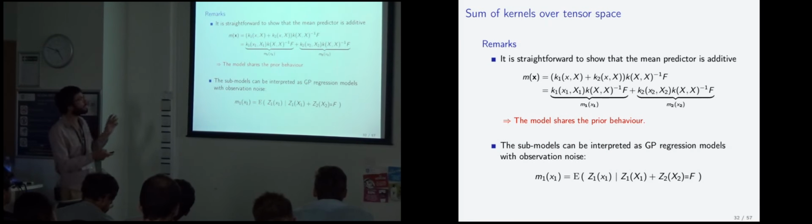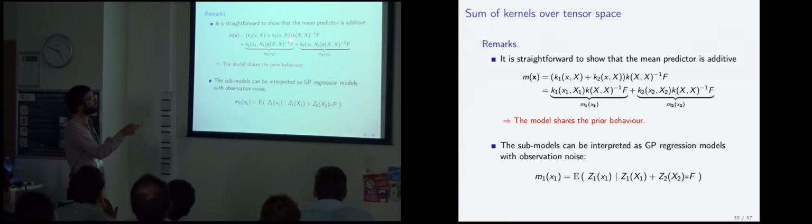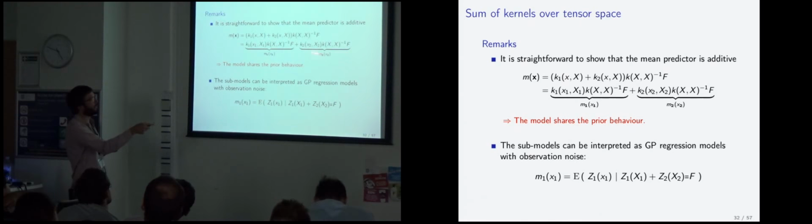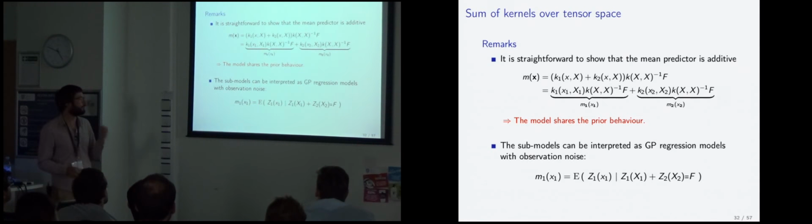So now, if we look at the mean function of our model, it's the same expression as before. This matrix here is actually the sum of K1 plus K2, and this term over here is the sum of K1 plus K2. So I can expand with respect to the first term. I end up with this term here and this term on the right.